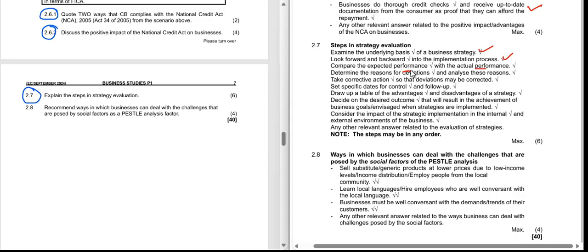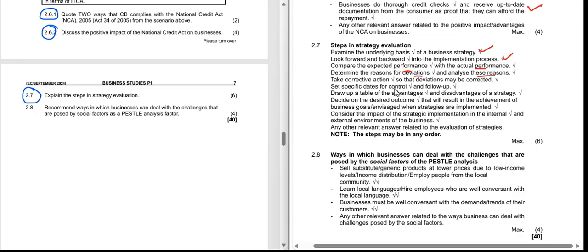The expected performance with the actual performance. Did you achieve what you wanted to achieve when you implemented this strategy? Determine the reasons for deviations. If there are deviations, or let's say you did not achieve what you wanted, what are the possible reasons for that? And analyze these reasons. So all this is part of strategy evaluation.